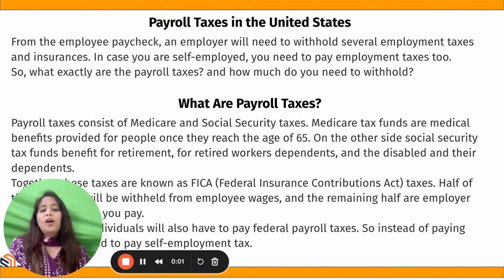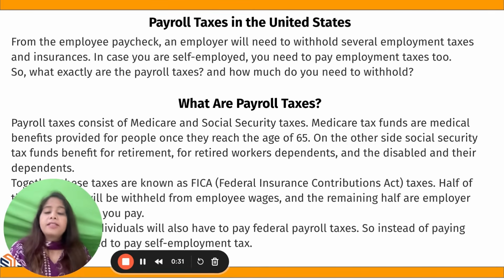Now we are going to talk about the payroll taxes in the United States. Like we have payroll compliances in India, PF, ESIC, PT, LWF, statutory bonus, in the same way we have certain payroll taxes in the United States called FICA, Federal Insurance Contribution Act, FUTA, Federal Unemployment Tax, and SUTA, State Unemployment Tax. In this video, we are going to talk mainly about the calculation of FICA and FUTA.